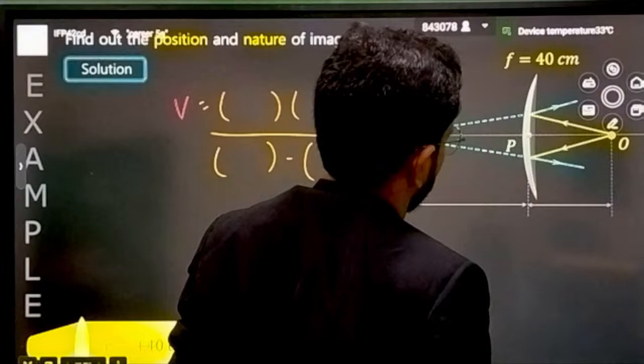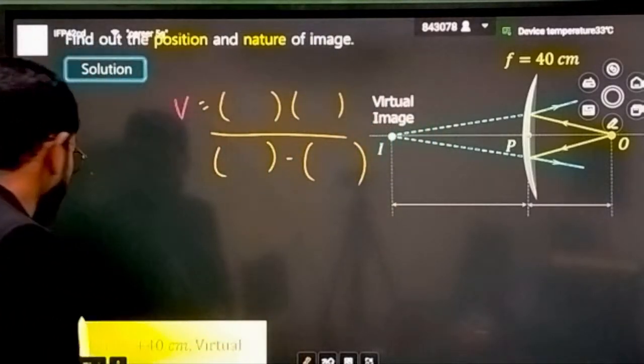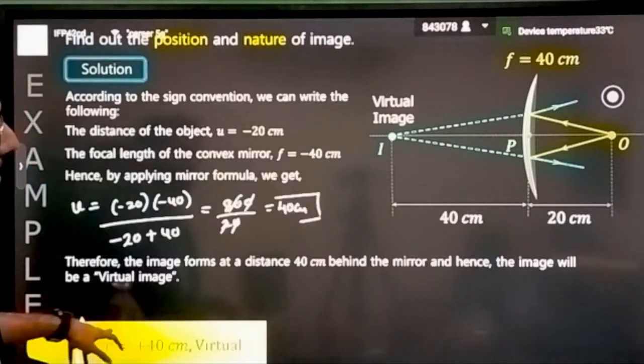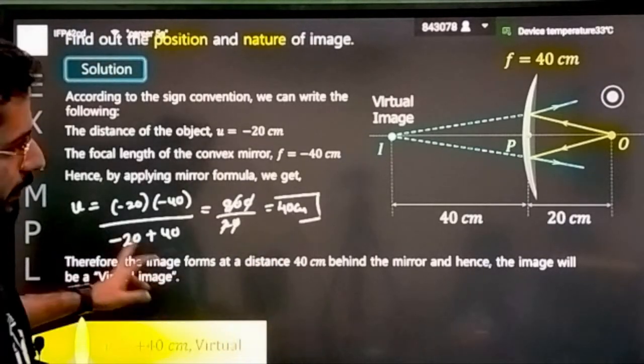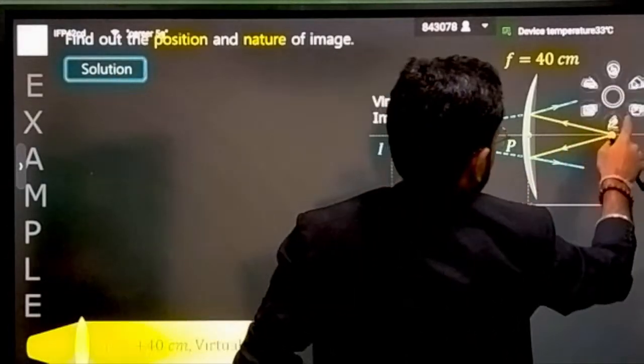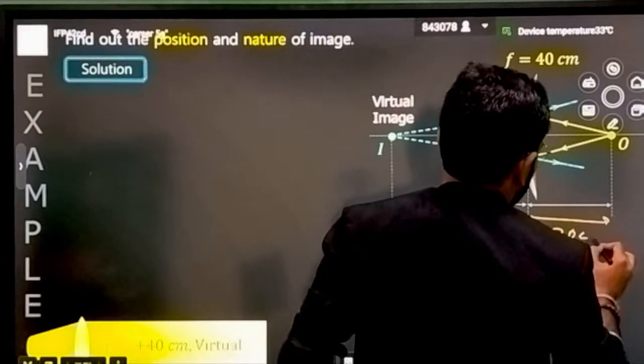The position of the object itself is not given. Some value is missing, because the distance of the object is not given. How will we calculate? See, it was missed, it was given as 20 centimeter. Take it as 20 centimeter and then solve it. The distance given to you is 20 centimeter.